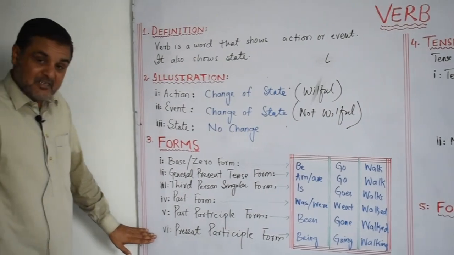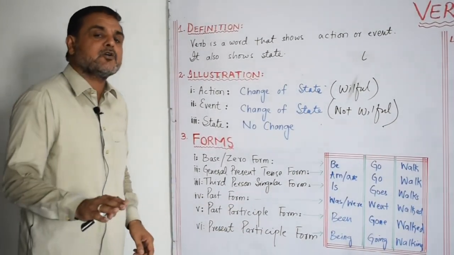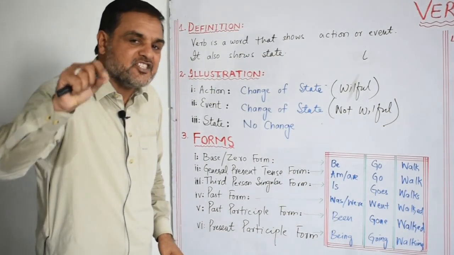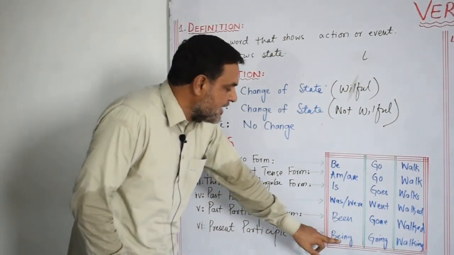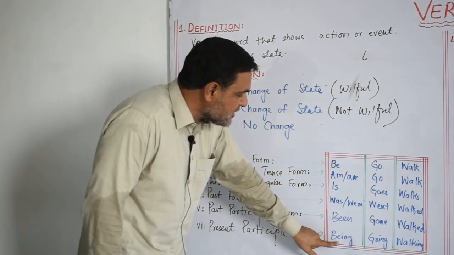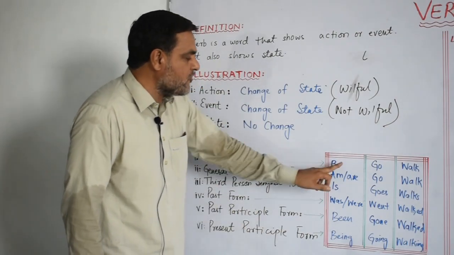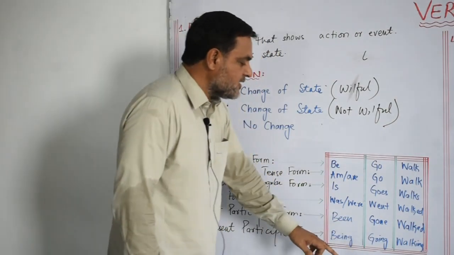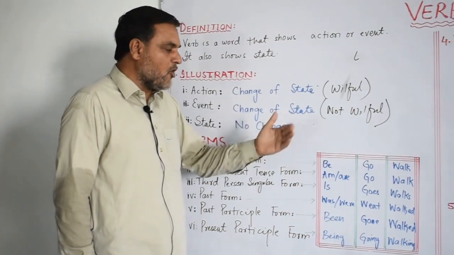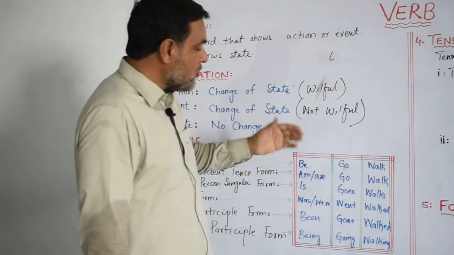And last but not the least is the present participle form. We also call it the fourth form, the ing form. So what is it? Being. All of them have ing at the end. So being is the present participle form of be. Going is the present participle form of go. And walking is the present participle form of walk.